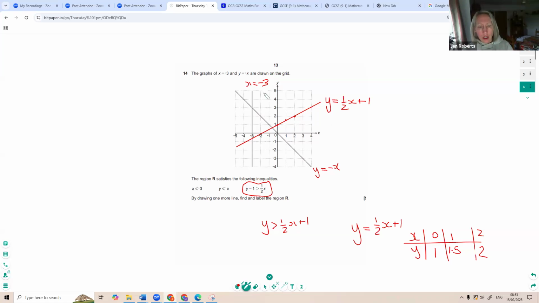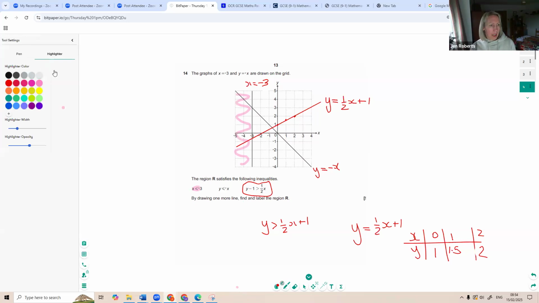Some people shade the region they don't want and see what's left over. Some people shade all 3 regions and see which has been shaded 3 times. I'm going to shade the regions we want and see which is shaded all 3 times. So we want x to be less than or equal to minus 3. That's all of this section here, because all of that is less than or equal to minus 3. The rest is bigger than.